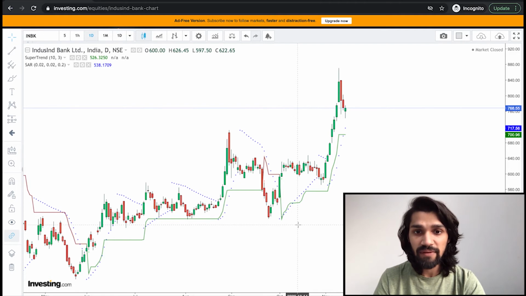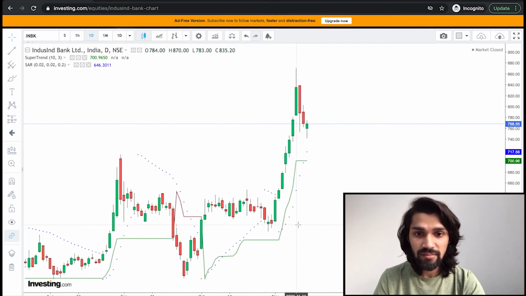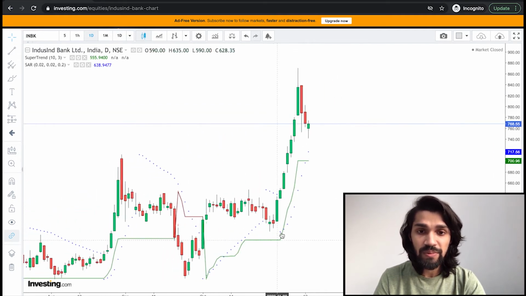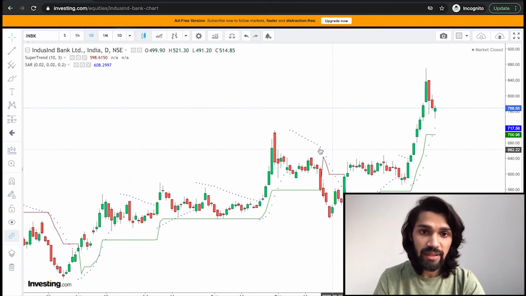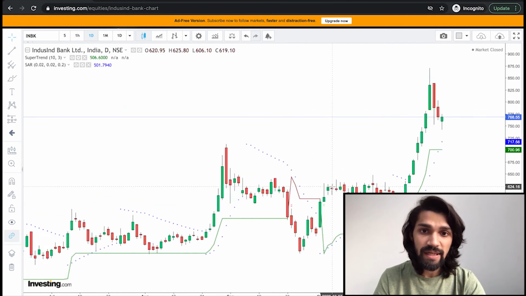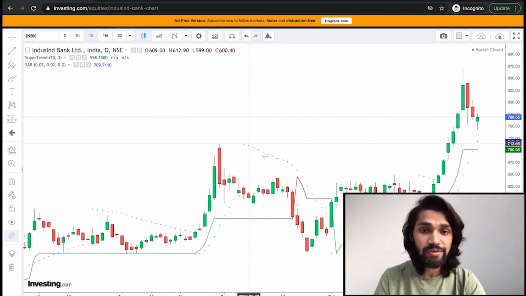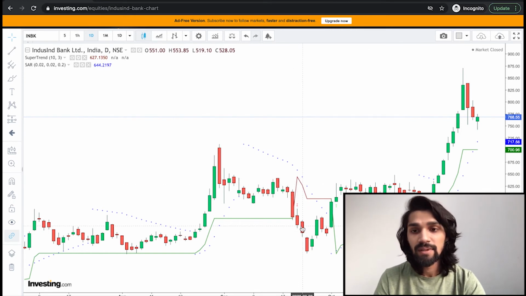So for example, if you take this point, the dot is below the candle and the Supertrend is also green, so it was very bullish at this point. Consider this point where the dot was already red for a while and Supertrend also became red, and there was a slight decline of the price, which was a sell signal for you.